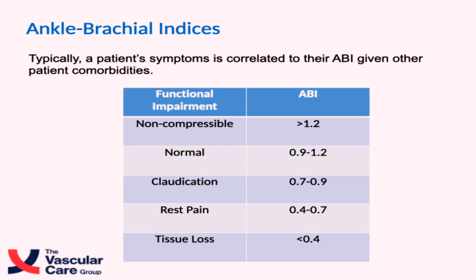And then typically, your degree of symptoms, whether it's pain with walking, claudication, pain at rest, or ulcers, is usually correlated with how bad the ABI is. So 0.7 to 0.9 might give you pain with walking, 0.4 to 0.7 gives you pain all the time, and less than 0.4 leads to ulcers and tissue loss. That very much raises a red flag for your PCP that this someone is at high risk for a leg amputation. Okay.